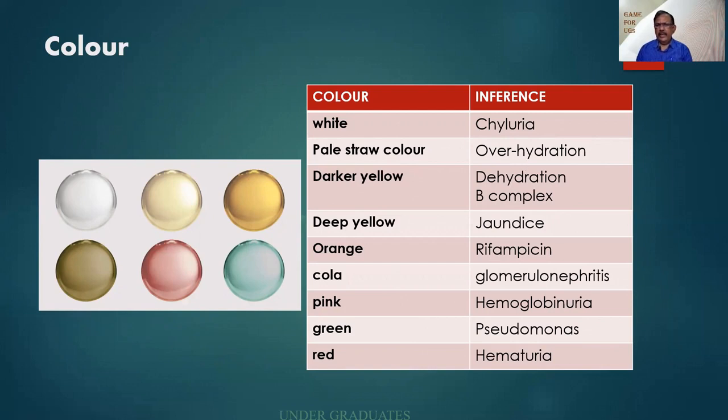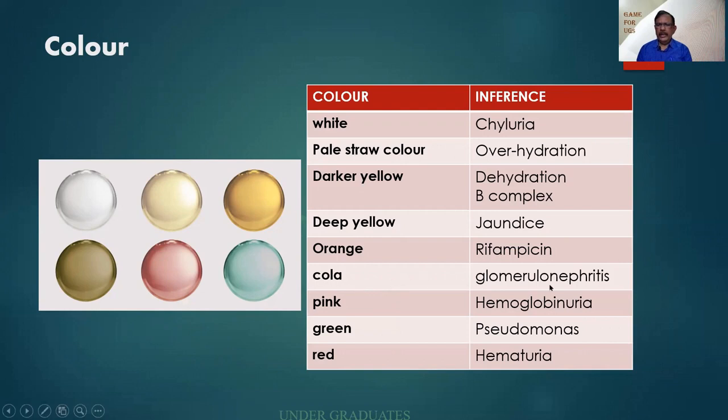Pale straw-like color when there is overhydration. When it is diluted, it becomes very pale. Even the straw color is not obvious. It becomes darker yellow in the case of dehydration and on administration of B complex. Very deep yellow in jaundice. Orange colored in rifampicin. It can be quite frightening. In fact, we had been advised to warn the patient about this particular color and not to panic.